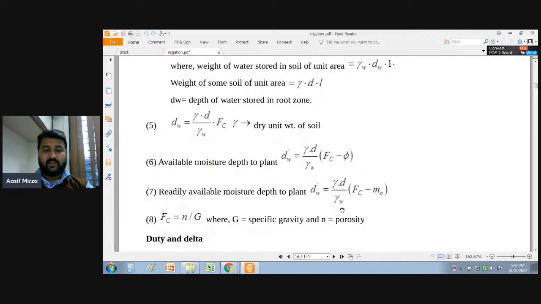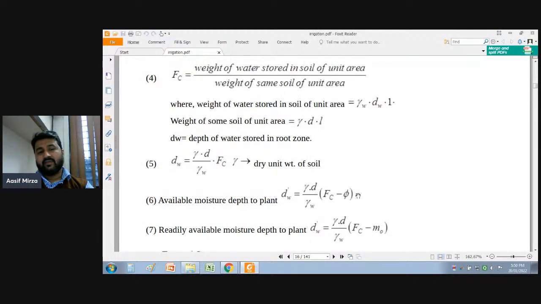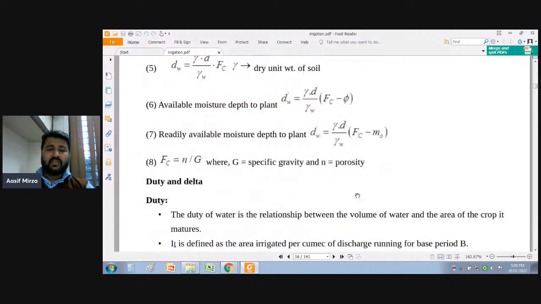Now, available moisture depth to plant dw is equal to gamma d divided by gamma w into Fc minus Pwp. Readily available moisture depth to plant dw is equal to gamma d divided by gamma w into Fc minus Mo. Fc is equal to n divided by G, where G is the specific gravity and n is the porosity. So these all are the equations which can be used, and on the basis of these equations, questions may be asked in the GATE examination to calculate the available moisture depth, or to calculate the weight of the soil. So these are the things which we have to calculate in the numericals.